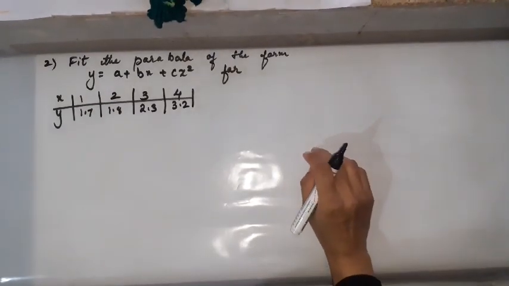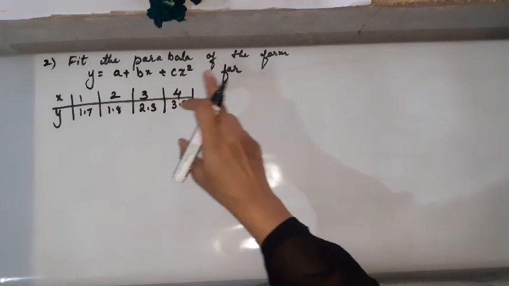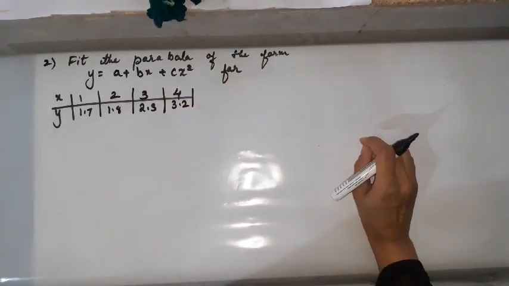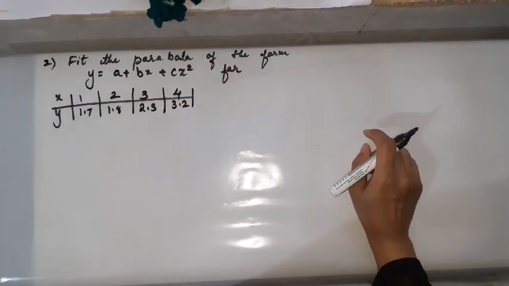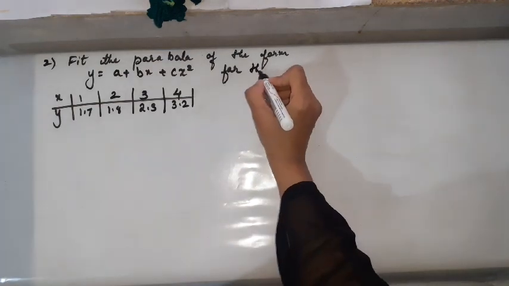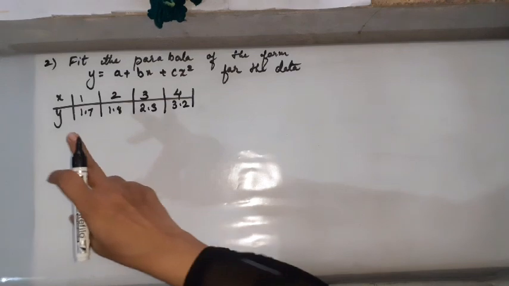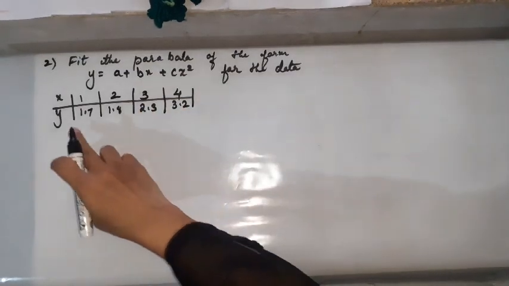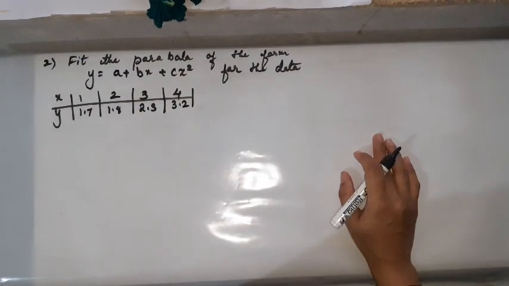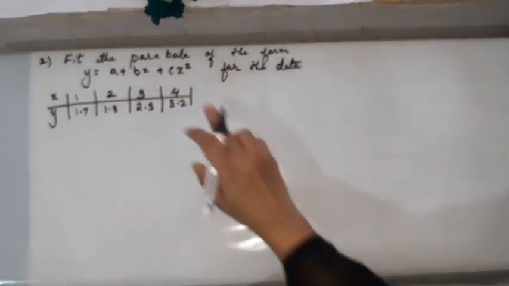Here is one problem on parabola for you. Fit the parabola of the form y is equal to a plus bx plus cx square for the data given below. The x values are 1, 2, 3, 4, again equidistant, and the corresponding values for y are also given. You have to fit a parabola of this format.